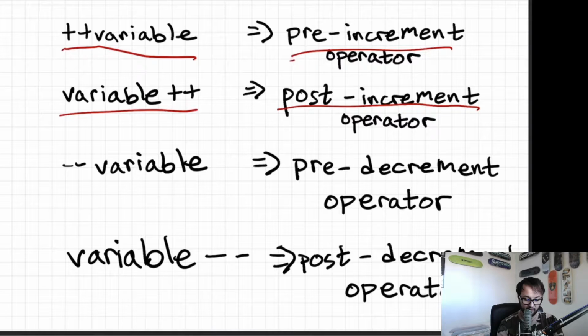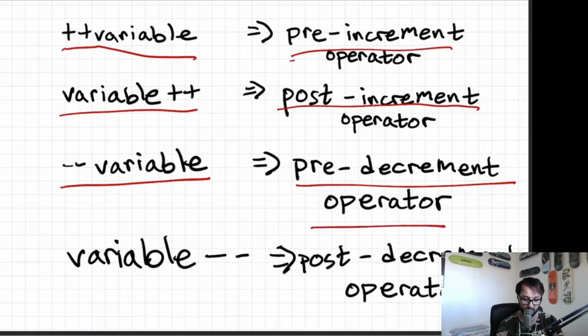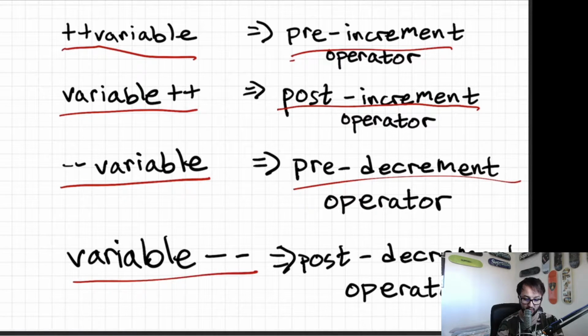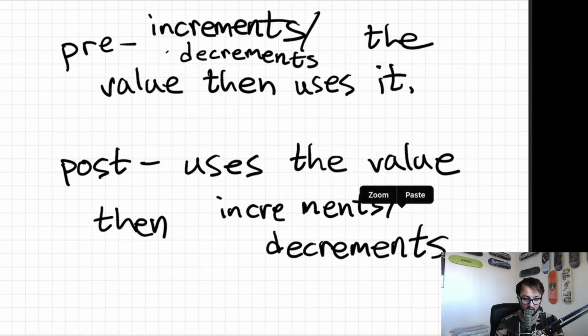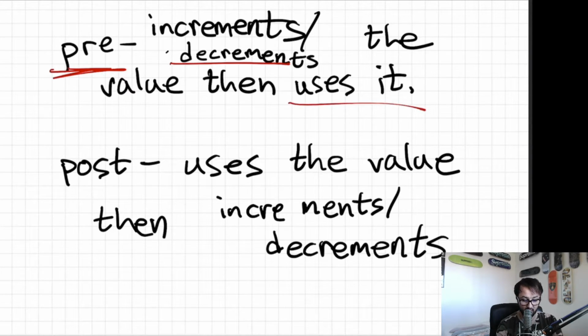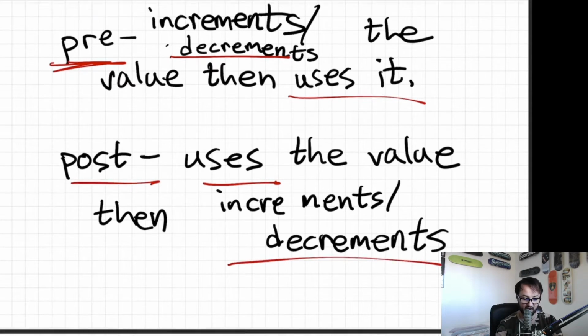And then the same goes for minus minus, with the minus minus on the left hand side of the variable. We're going to call that the pre-decrement operator. And with the minus minus on the right hand side of the variable, we're going to call that the post-decrement operator. So the pre always is going to increment or decrement the value and then use it. The post is going to use the value and then increment slash decrement it.